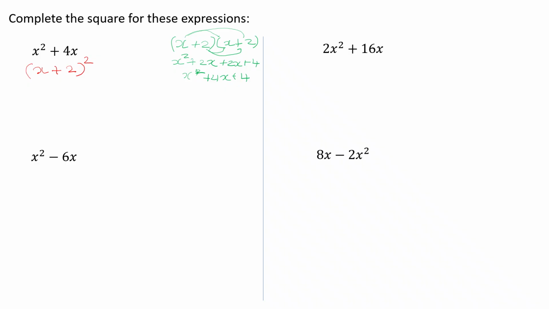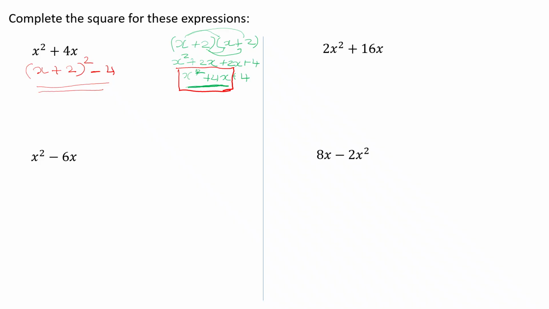In this question, I want x squared plus 4x. So I want this part only. So I am going to take away 4, that means 2 squared. I'm going to take away. So this is the answer.